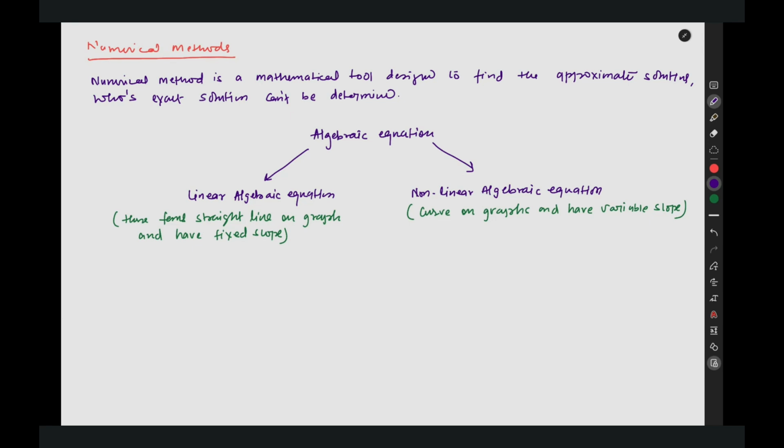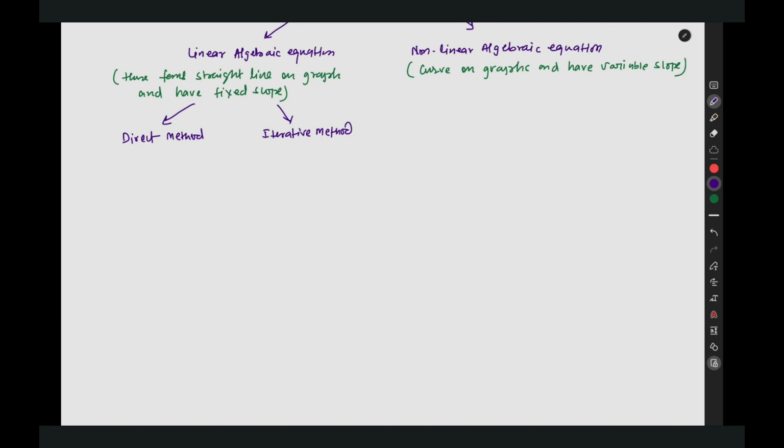Linear algebraic equation further can be divided into two parts. One is direct method and other is iterative method. In direct method we study Gauss elimination, LU decomposition method. In case of iterative method, we study Jacobi method, Gauss-Seidel method.